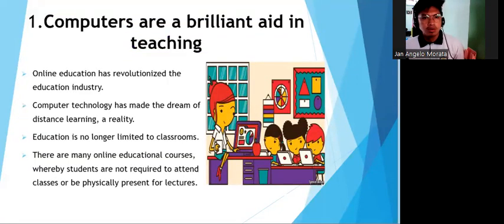Okay. So first one, computers are brilliant aid in teaching. Why? Because online education has revolutionized the education industry. Okay. So we have, especially during this pandemic, it's very more convenient and safe to enroll in online education. So you don't have to travel, hindi mo na kailangan mamasahe, hindi mo na kailangan makipagsiksikan. And we have the online schools kung saan pwede na tayo mag-enroll nowadays.